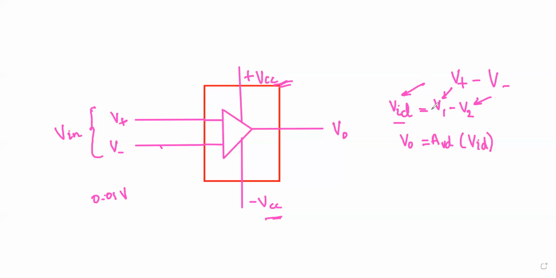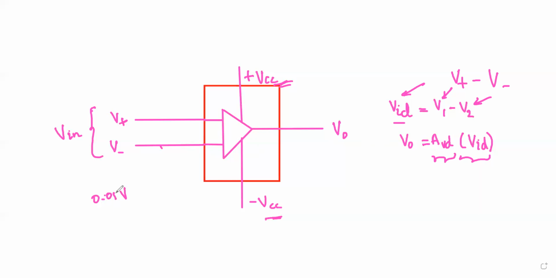It's going to be the input. And here you can see V naught is equal to AVD, a constant, the differential voltage gain of that amplifier, times the differential voltage as an input. So it's going to multiply the differential input voltage by a constant and provide the output.